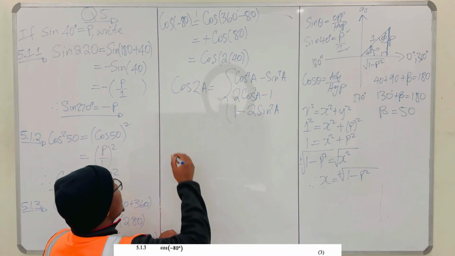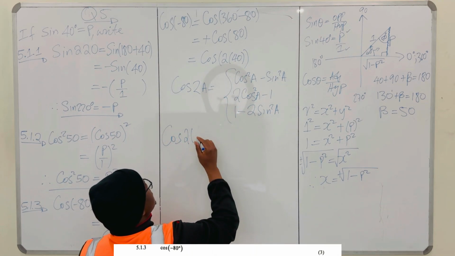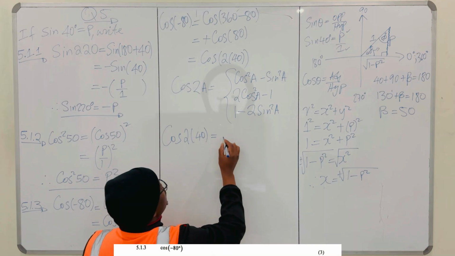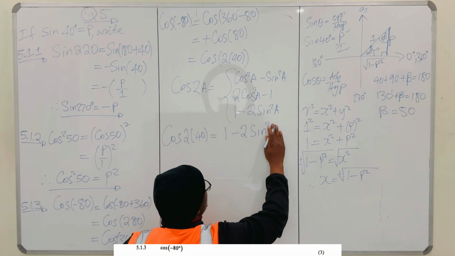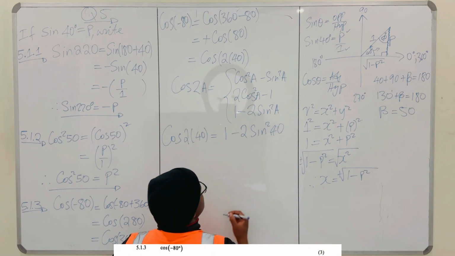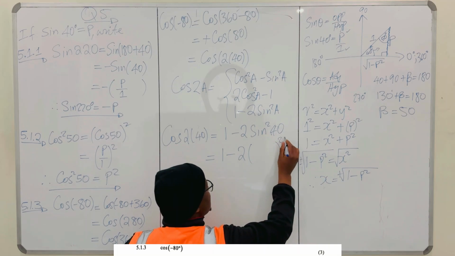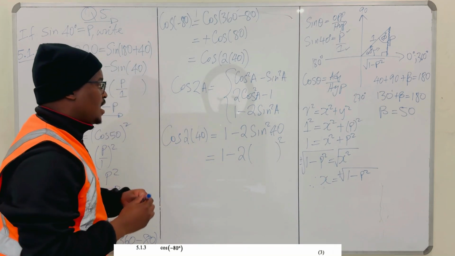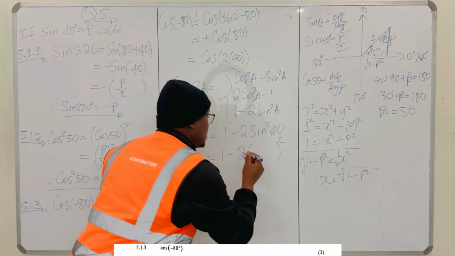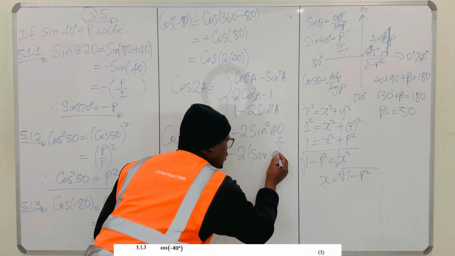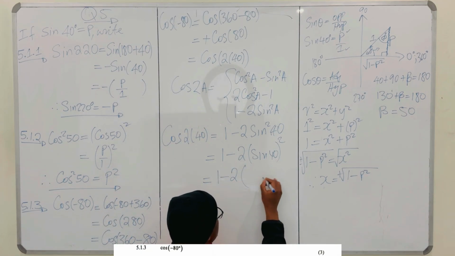So in that case, if I have cos 2 times a, which is 40 in this case, it is equal to 1 minus 2 sine squared a. What is my a? My a is 40 degrees. So this is equal to 1 minus 2 sine squared a. Actually, let me just say sine 40 all squared, which is equal to 1 minus 2 into all squared.